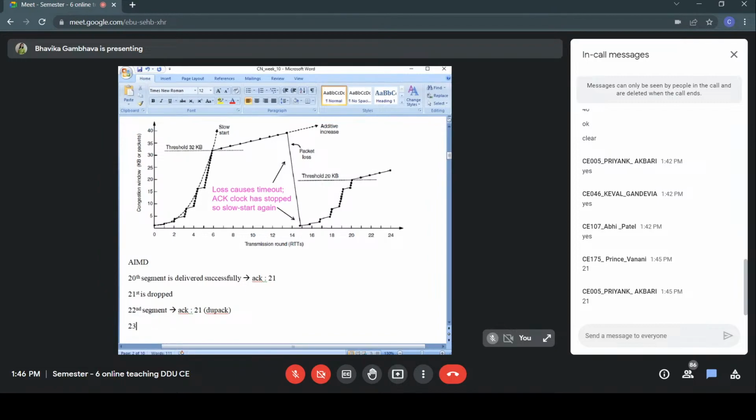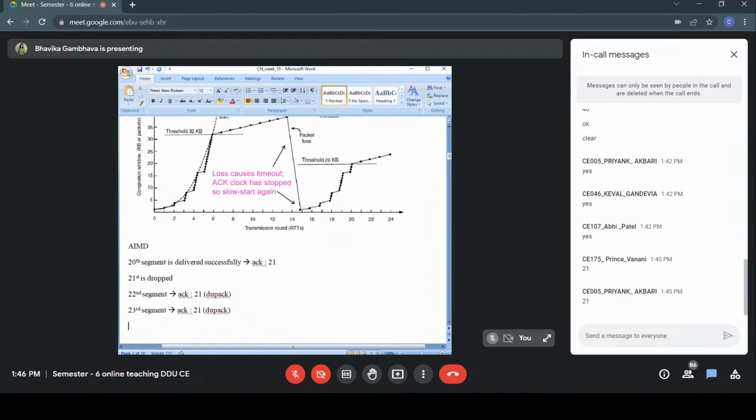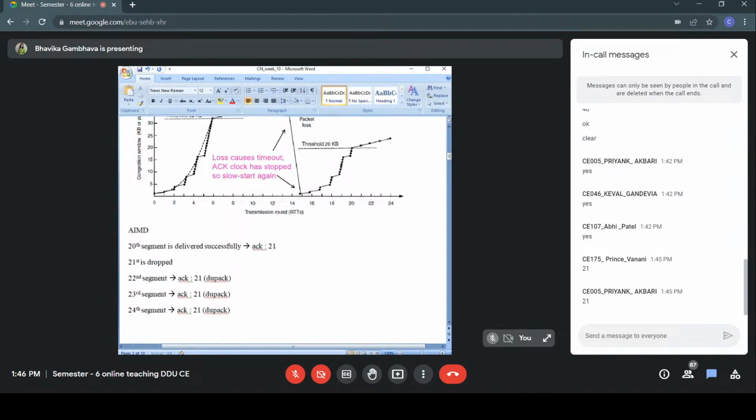Now we get the 23rd segment. Again, the 22nd hasn't come yet, so we can again send a duplicate acknowledgement of 21. This is the second duplicate acknowledgement which we are sending; that was the first duplicate acknowledgement, and this is the second. When you get the 24th, again the receiver will send the same acknowledgement, which is the third duplicate acknowledgement, and so on.